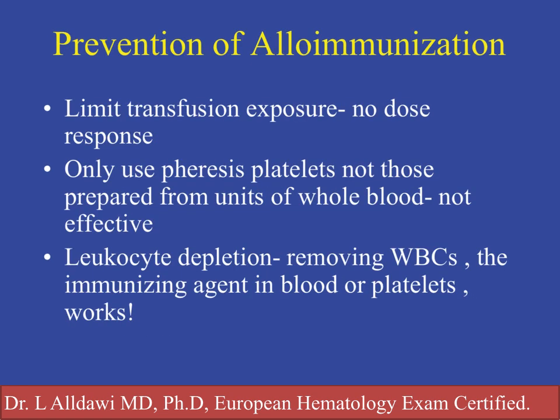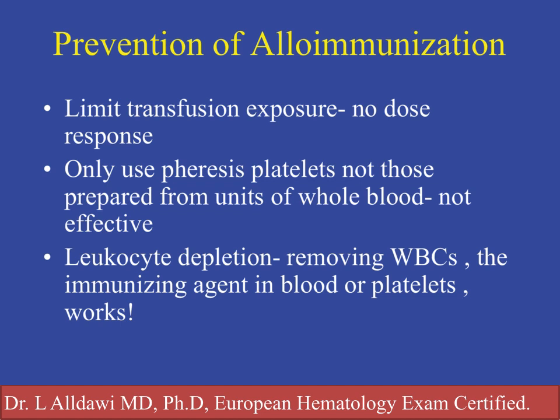Now we talk about prevention of alloimmunization. We limit transfusion exposure. For example, if there is no response to HLA matched platelets, you should not really continue to provide platelet transfusion, because that will just increase the rate of alloimmunization. We use pheresis platelets instead of whole blood, because in pheresis platelets we have one donor, while in the whole blood we have up to 4 donors for 1 unit of platelets.